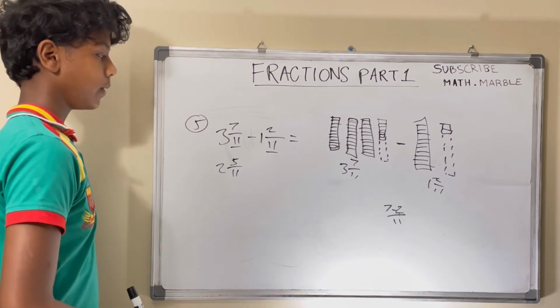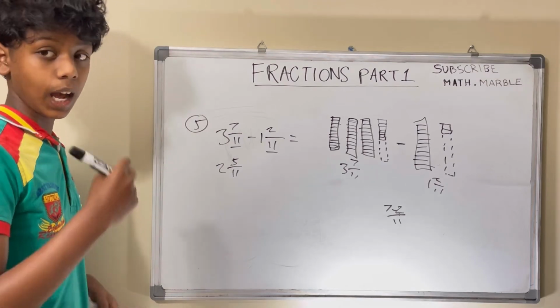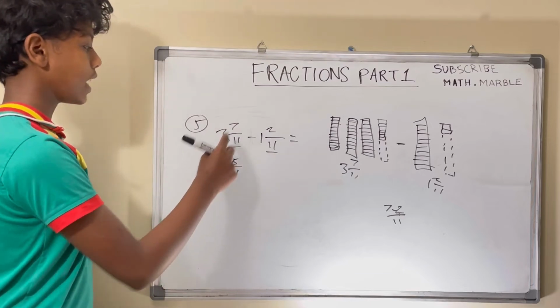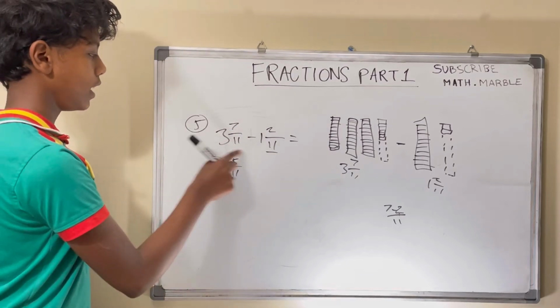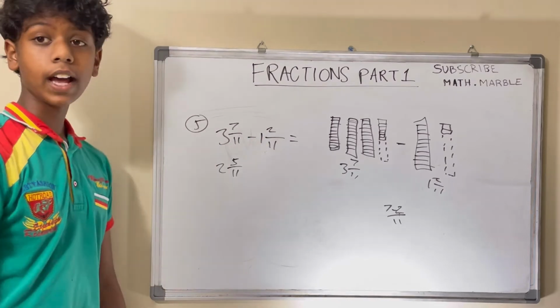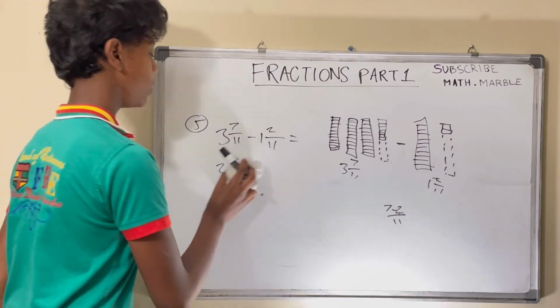So we can think of it like this. I have 3 chocolate bars and 7/11ths, and I'm giving him 1 and 2/11ths, and this is what I have left. 3 and 7/11ths minus 1 and 2/11ths equals 2 and 5/11ths. I hope you understand this question, and we'll move on to the next one.